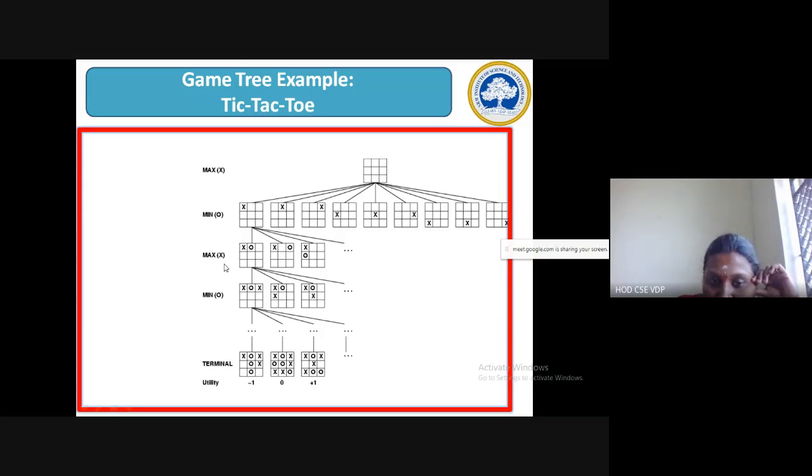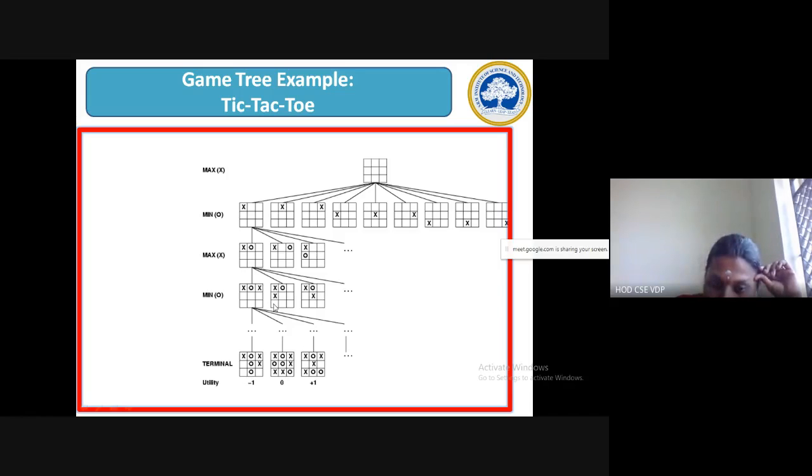Now again X has to play such that it maximizes its own payoff. So X has played. Now O has to play. When O has to play, what happens here? O has to play in such a way that it has to put one O here.